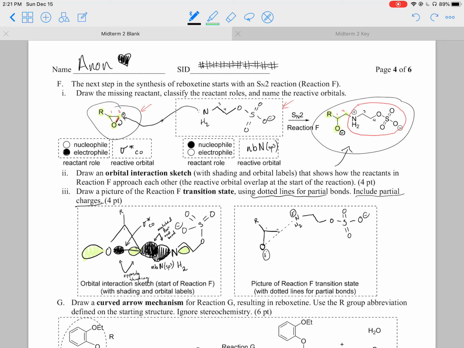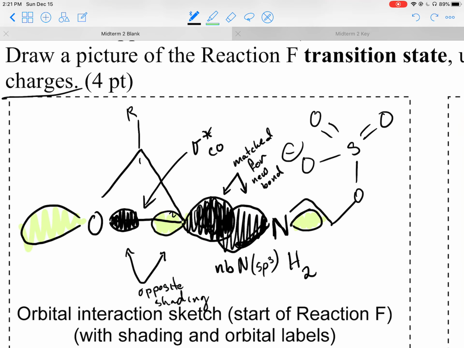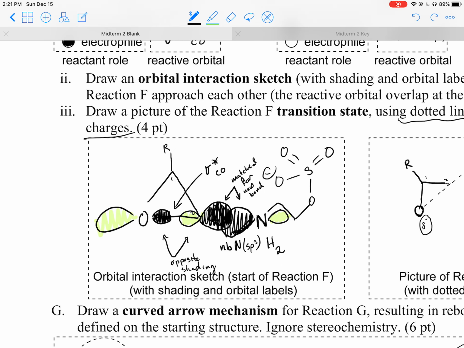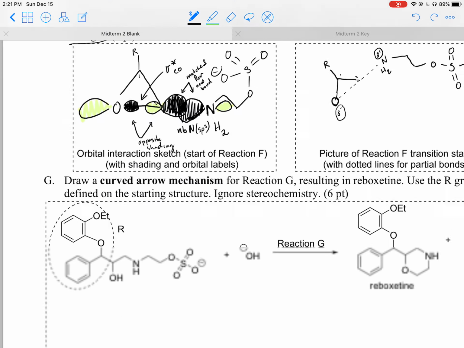And yeah, our orbital interaction sketch shows shading and orbital labels. Again, you don't have to actually shade the other side a different color. You didn't have to shade that green. That was just for emphasis. You can do that, but you can just have one side shaded and one side unshaded as long as you're showing matched shading for bonds forming and unmatched shading for bonds that are breaking.